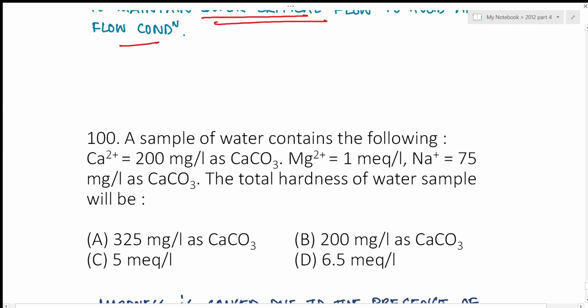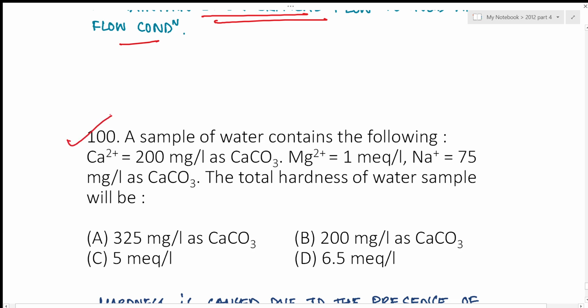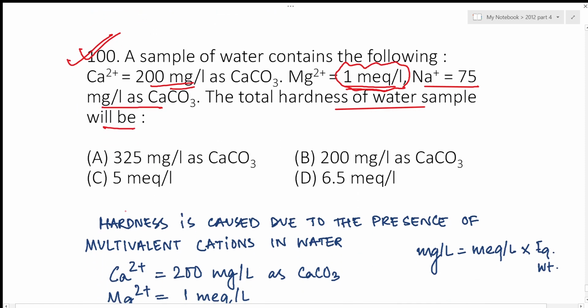Next question is, a sample of water contains the following: Ca2+ ions as 200 milligram per liter as CaCO3, magnesium 2+ given as 1 milli equivalent per liter, different unit is given here, and sodium is given as 75 milligram per liter as CaCO3. The total hardness of the water sample is. Now what is total hardness? Total hardness is caused due to the presence of multivalent cations in water. So the sodium part is not required for calculation of hardness.